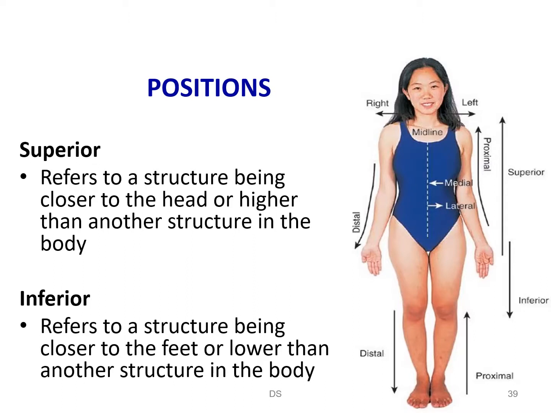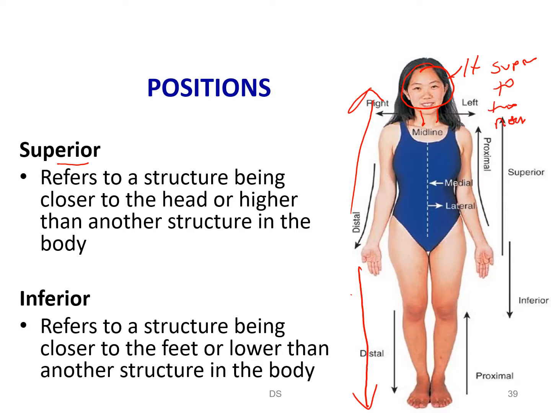Okay, there are other terms. A structure which is closer to the head, we call it superior. A structure which is closer to the feet, we call it inferior. For example, this is our head, this is our neck. The head is superior to the neck. The head is located superior to the neck.